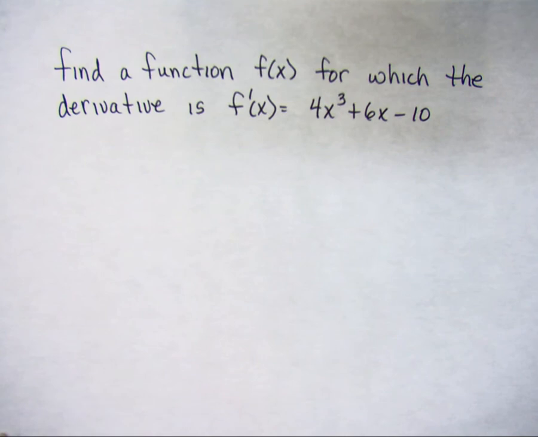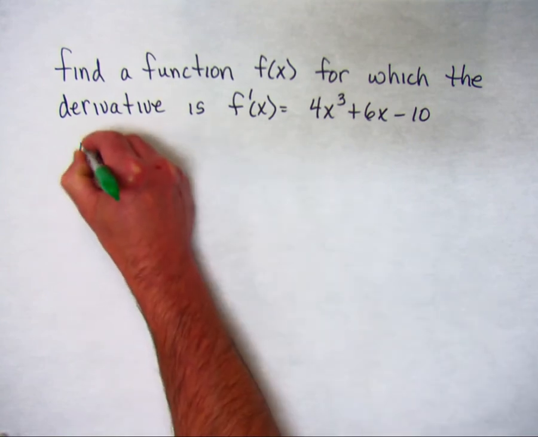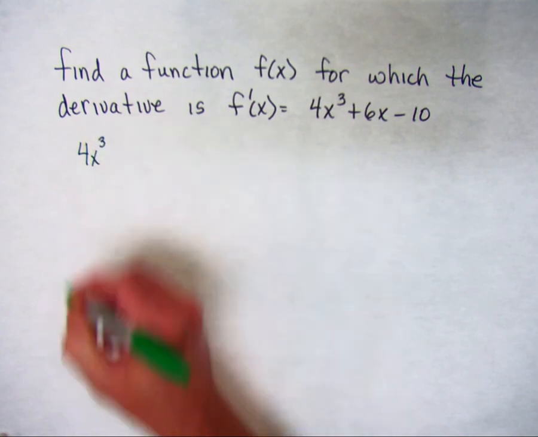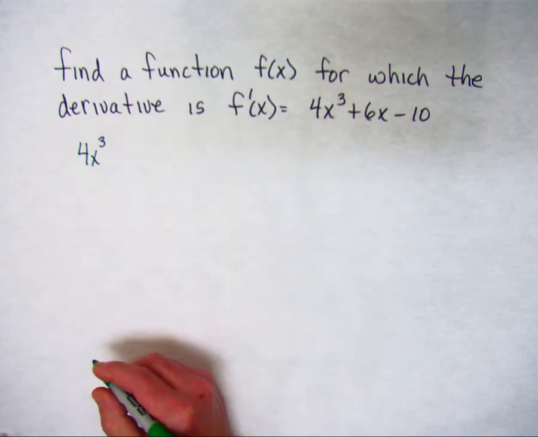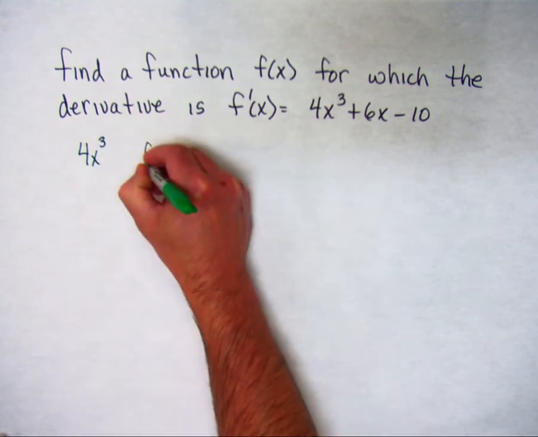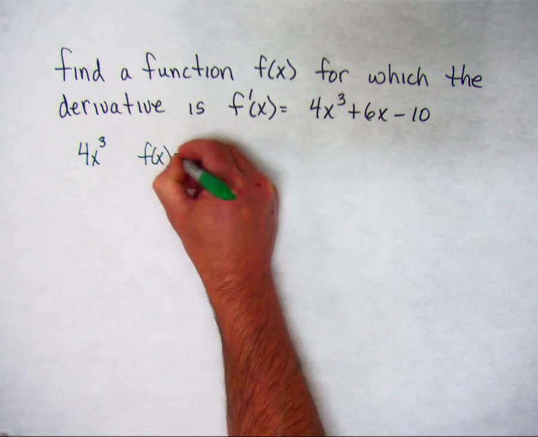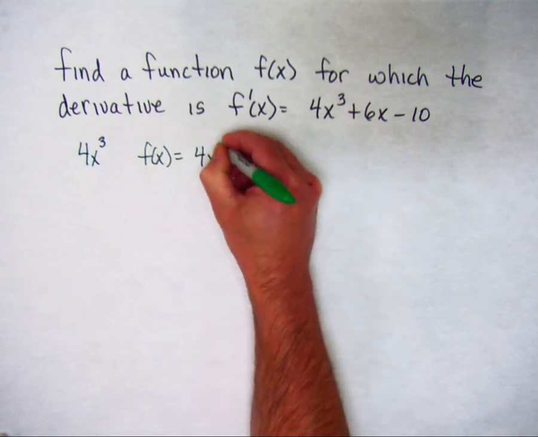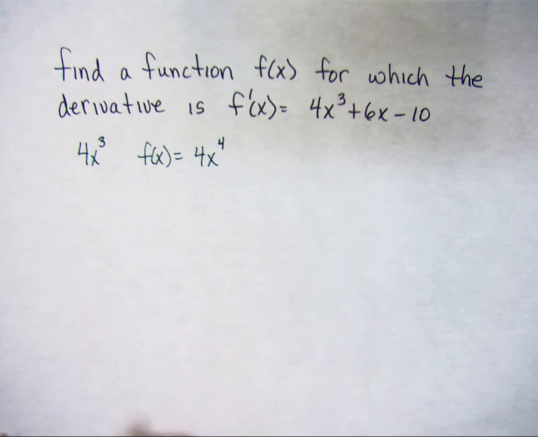So let's think back to our power rule. The power rule of differentiation says that when you take the derivative, you always end up subtracting 1 from the power. So if I just concentrated on this first term, if I just looked at the 4x cubed, and I said to myself, what must the original function have been? A reasonable first guess would be to think that the exponent would be 1 higher. So I'm going to make my first guess 4x to the 4th.